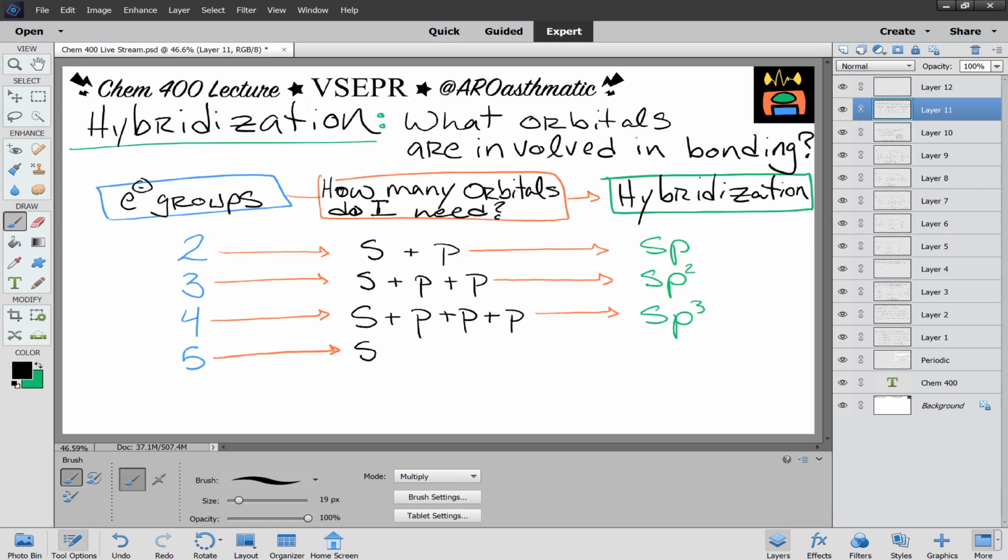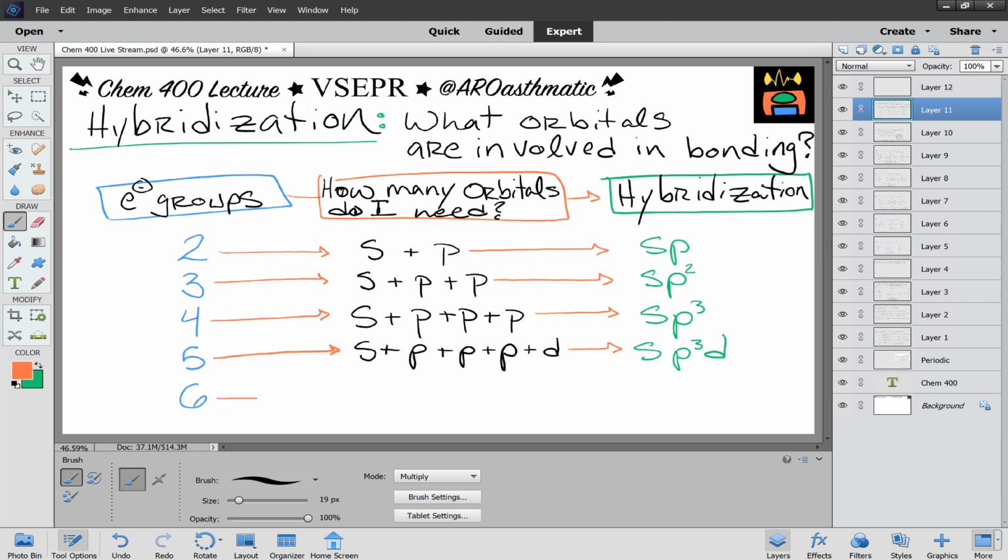What about 5? What would be the hybridization if you have 5 electron groups around your central atom? Well, we'd need one more orbital than sp3, right? We'd have our s orbital, our 3 p orbitals, but now we need one more orbital in the mix. What comes next? A d. So this hybridization would be sp3d.